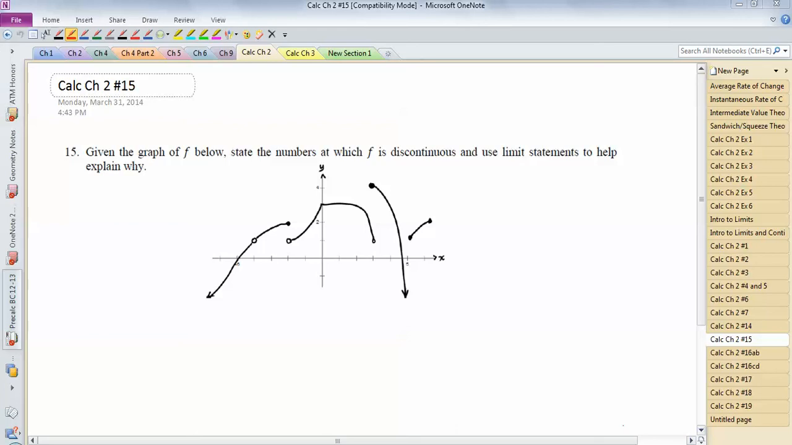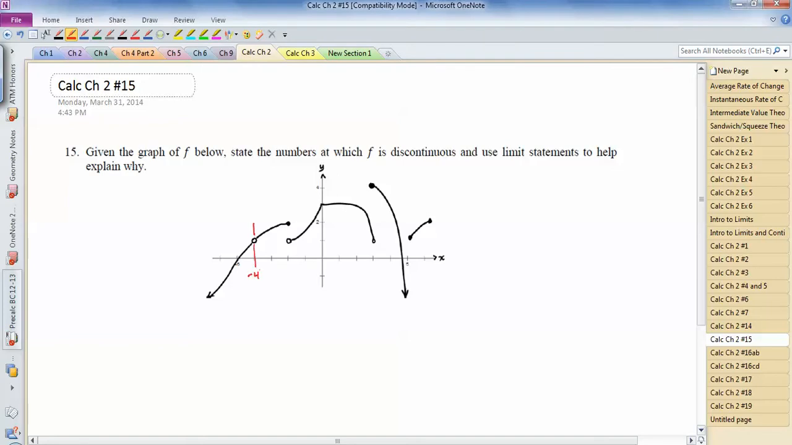Okay, so number 15 here from Calculus Chapter 2, we're given this graph and we're supposed to figure out when f is discontinuous using limit statements to help explain why. So let's look at it. You can tell from the graph, it's definitely discontinuous right here when x equals -4.